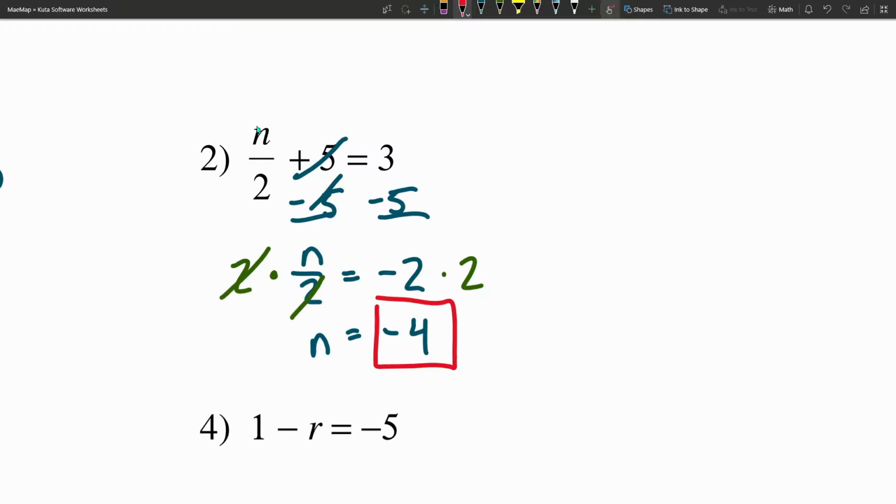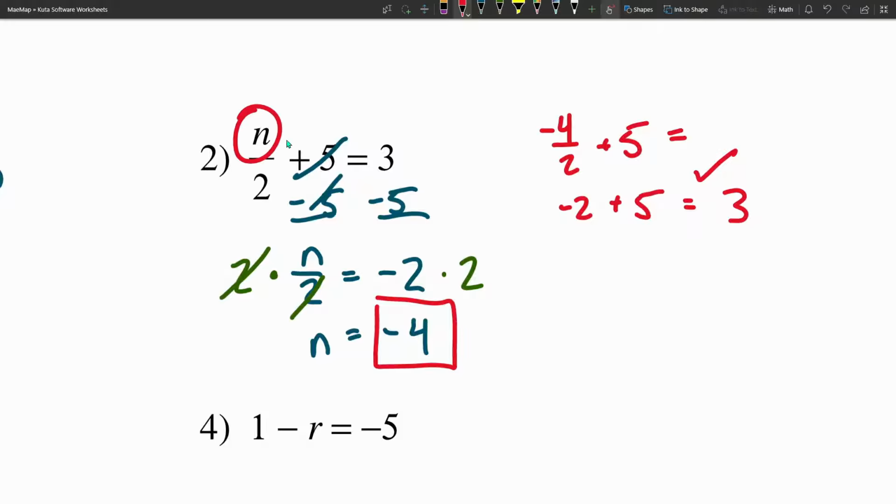We can plug -4 right on into this equation up here, and look what we're going to get. -4 over 2 plus 5. What does that equal? It should equal 3 if we did our work correctly. -4 over 2 is a -2 plus 5. That does indeed equal 3 because 5 minus 2 is 3. So that's what we mean when we say solve the equation. We're just trying to figure out what value makes this true.